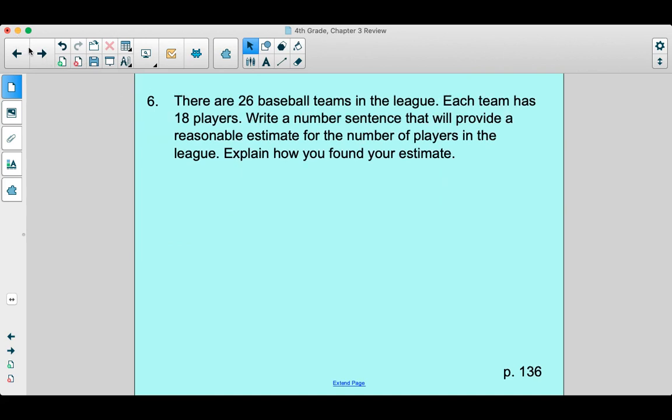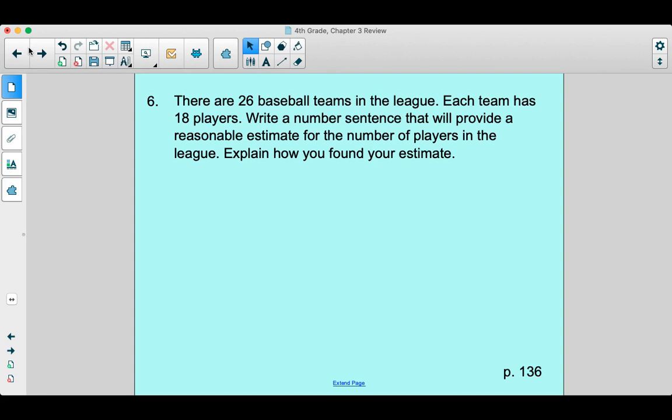Number 6. We've got baseball going on, and you know what? If your neighborhood was anything like my neighborhood, when the Dodgers won the World Series, there was a big celebration. Go Dodgers!